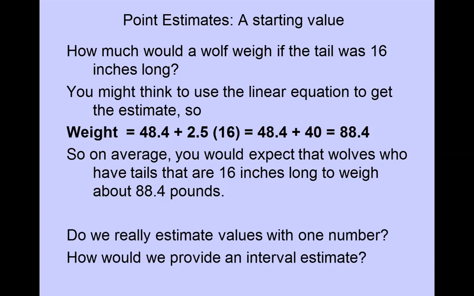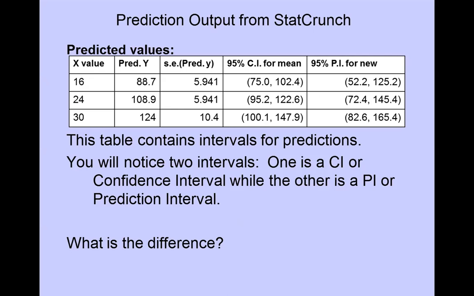But do we really estimate values in statistics with a single number? Hopefully your answer is no. How would we provide an interval estimate so that we have more confidence in the statement we're making? Well, this table from software, specifically StatCrunch in this case, gives intervals for predictions. Now you will notice two intervals. One is a CI, or a confidence interval, while the other is a PI, or a prediction interval. And the question should be, what is the difference between these two?